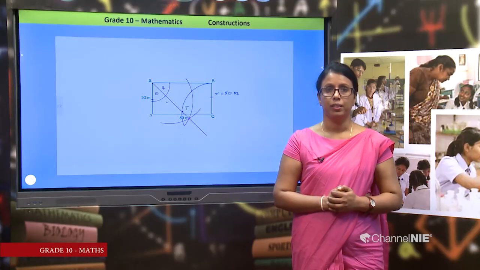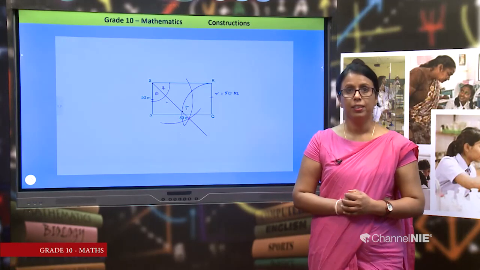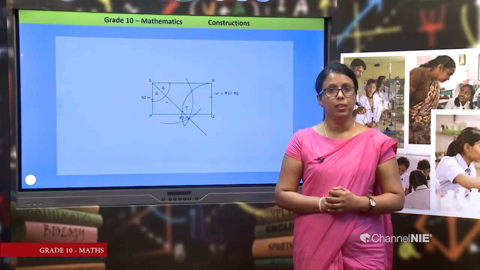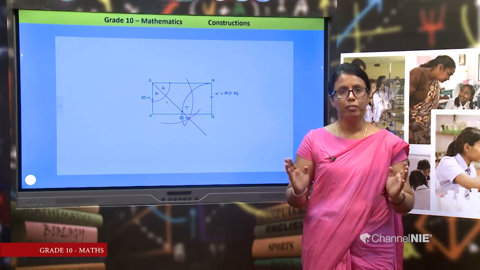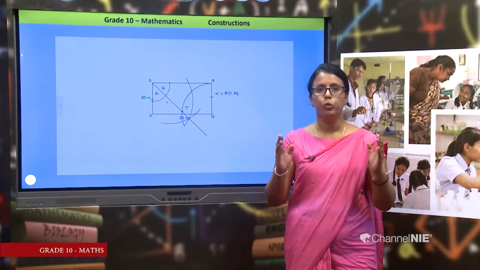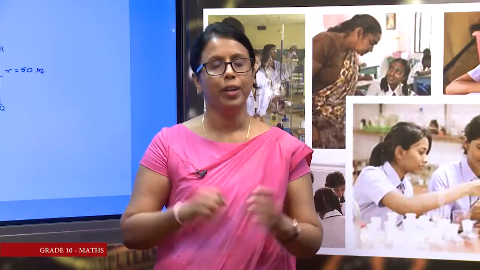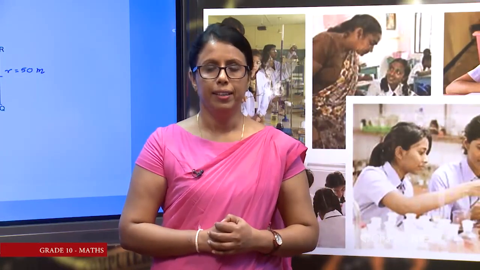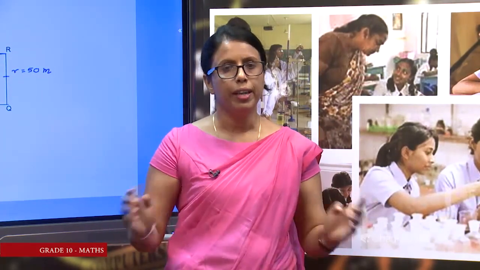Second one. What is the second locus we learned? That is the perpendicular bisector. The locus of a point moving at constant distance from two fixed points, equidistant to two fixed points, is the perpendicular bisector of the line joining the 2 points.